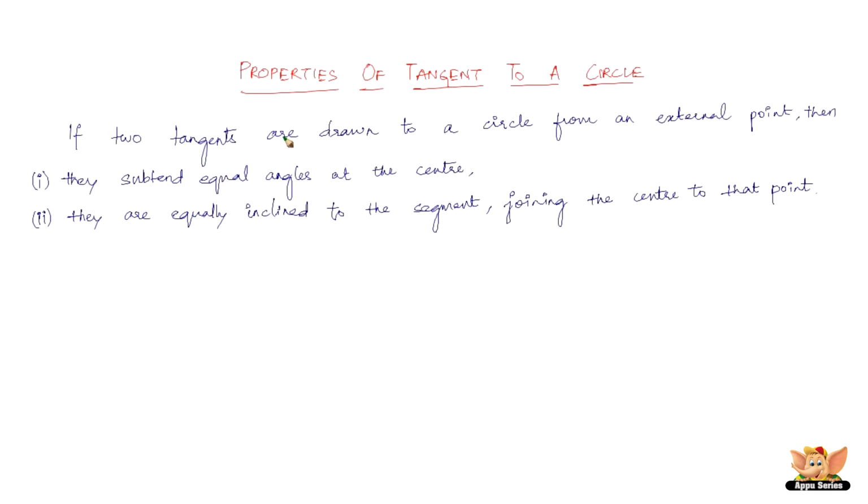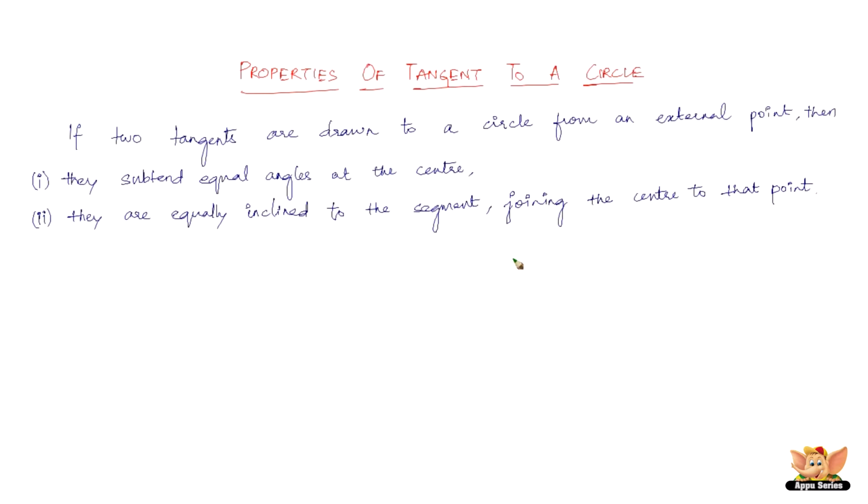If two tangents are drawn to a circle from an external point, then the other things to be formulated are they subtend equal angles at the center. That's one thing that happens. Those are what more observations I can say. So they subtend equal angles at the center, and then they are equally inclined to the segment joining the center to that point. Right, so here it is.